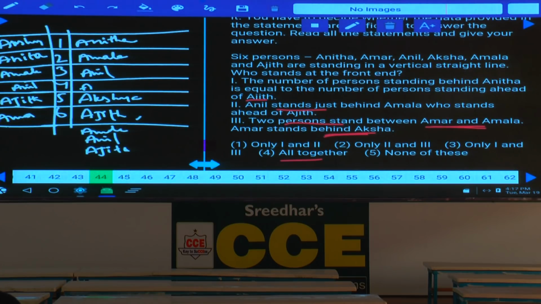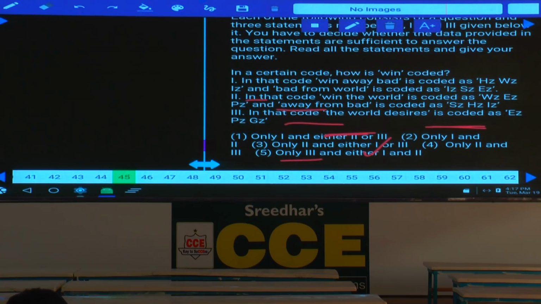And so, as you are getting two different answers, by combining these three also we are not able to determine the answer. Hence what is your answer? None of this. And question number 44, it is none of this.